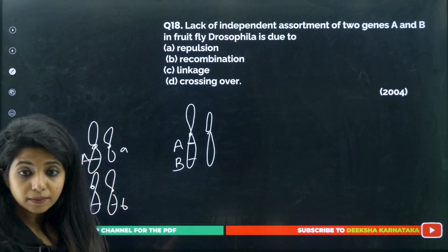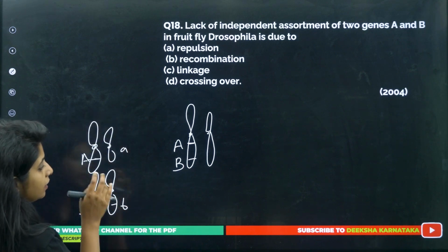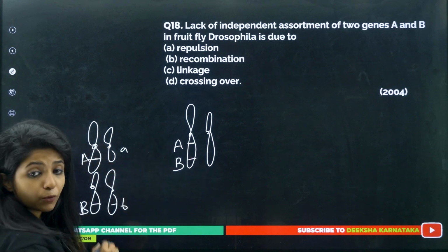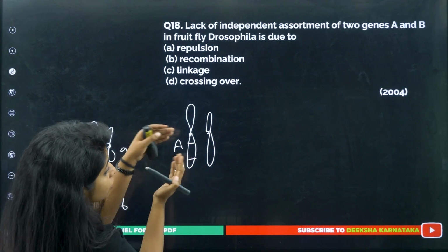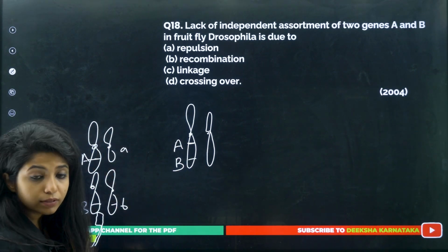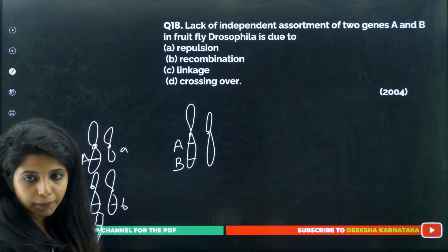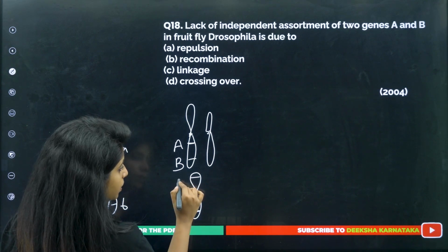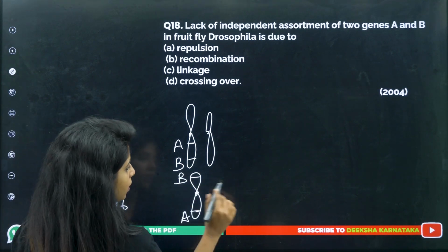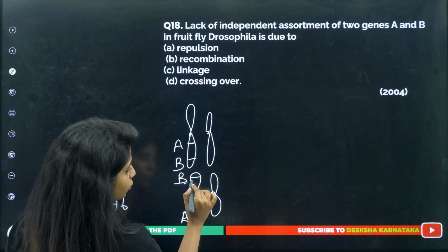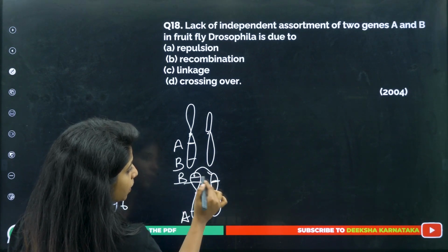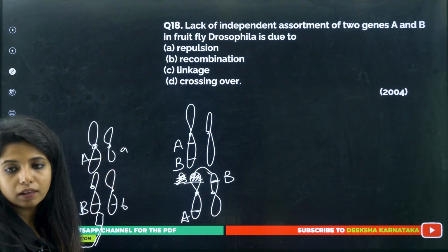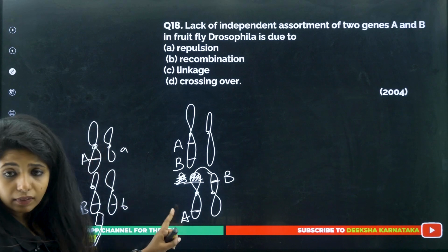But Morgan studied something, and according to his study, he came to know that there could be conditions where the genes might not be located on different chromosomes. Instead, they can be located on the same chromosome. And they can be so close that even recombination cannot make them apart. What do you mean by recombination? If A is here and B is here, there are chances that this part of the chromosome got cut and came here, and this part of the chromosome came here. In this case, the B would have switched to that side and A would have been here.